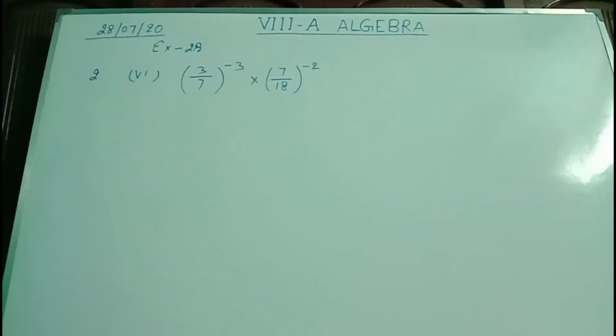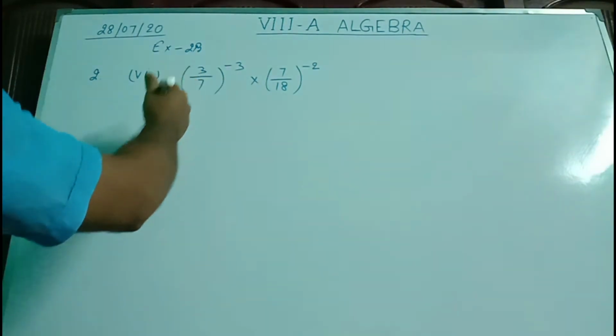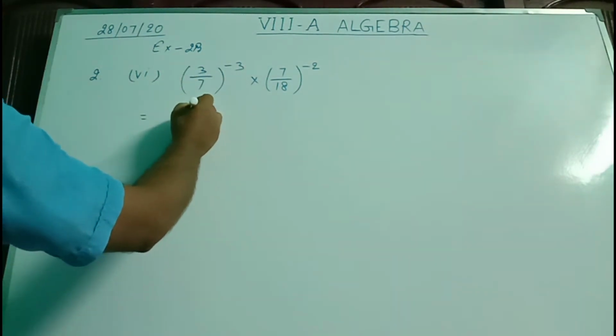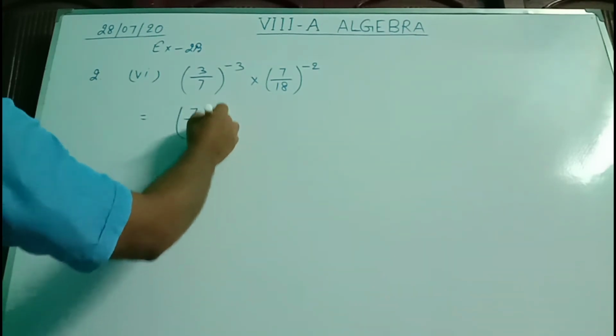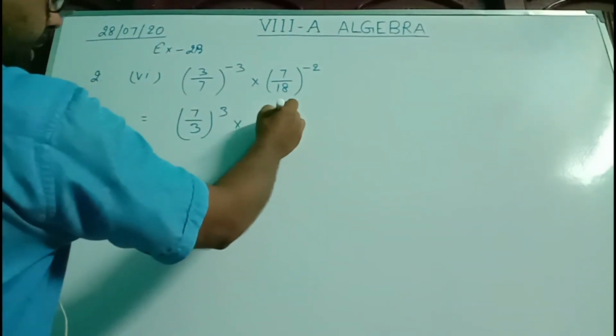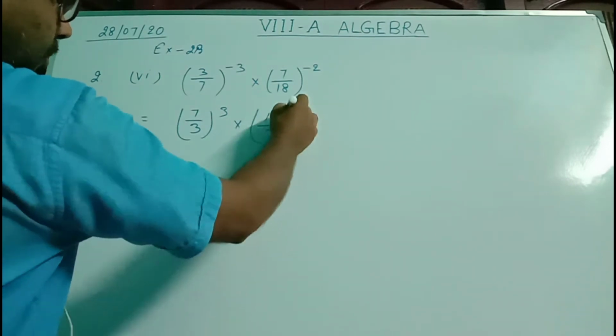Roman number 6. The question is 3 by 7 to the power minus 3 into 7 by 18 to the power minus 2. So we will change this negative index into the positive index at first. For that we have to write the reciprocal of the fraction, that is 7 by 3 whole cube into 18 by 7 whole square.